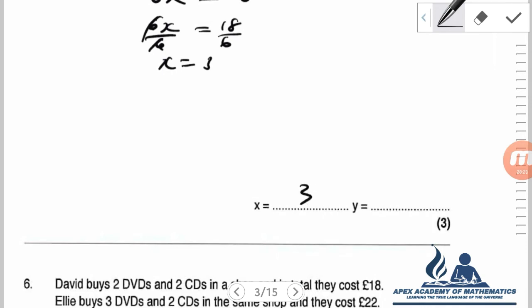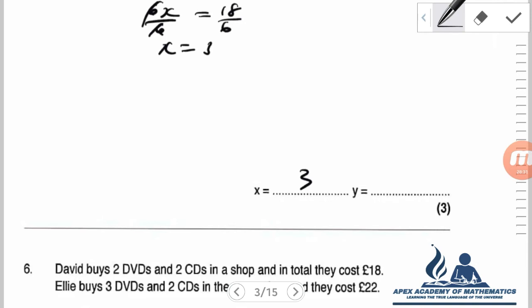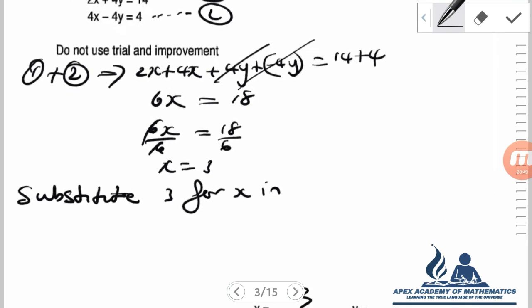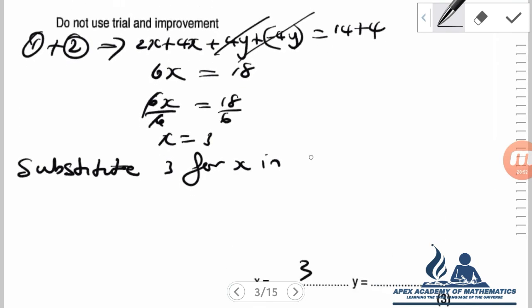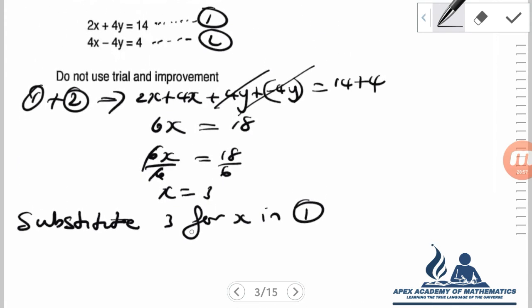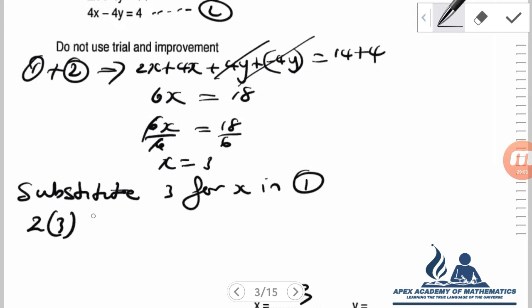Okay, so now I'm going to substitute 3 for x in equation 1. I like equation 1 because the numbers are smaller, and it has a positive, no negative, so it's easier for me. So I'm going to choose equation 1. Okay, so equation 1 is 2x, and since x is 3, it's going to be 2 times 3, plus 4y, and that's going to be equal to 14. Okay, so this is 6 plus 4y, and that's equal to 14.